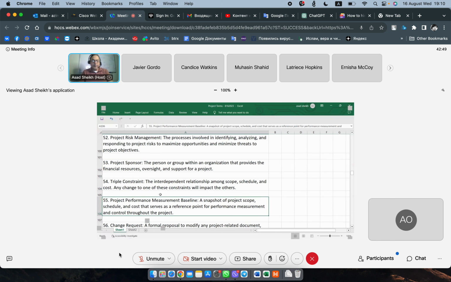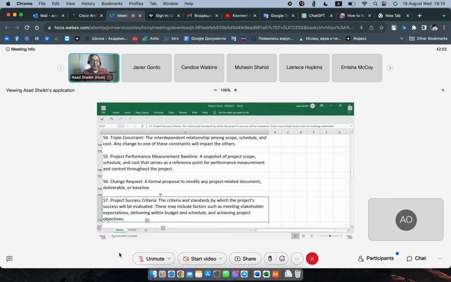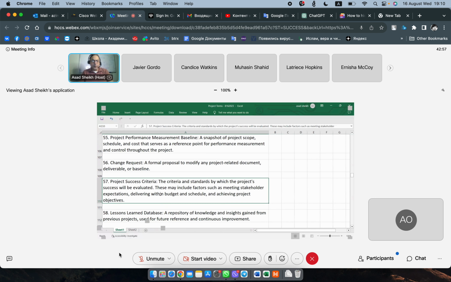Okay, project performance measurement baseline. We talked about those three. Change requests. We touched on that, the change control. So every time you make a change, you have to re-baseline your cost, scope, and budget in case any of those are impacted. So keep that in mind. When you have a change, it's going to impact your triple constraint.